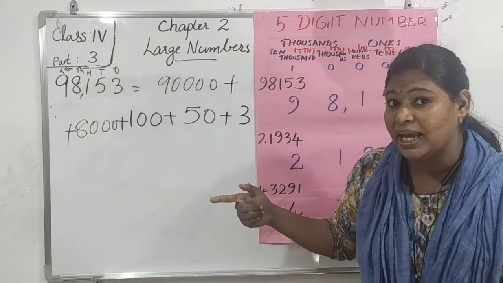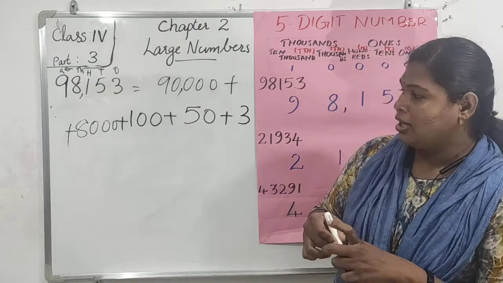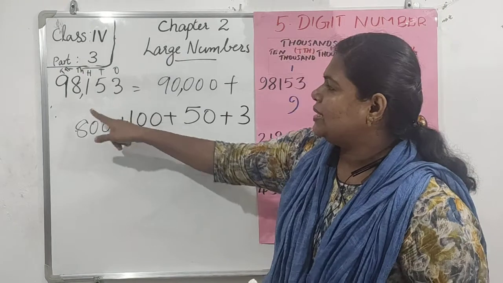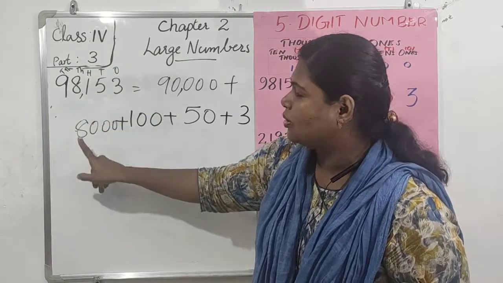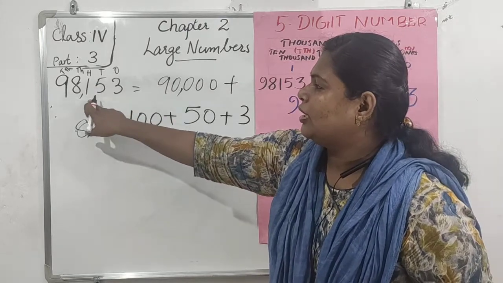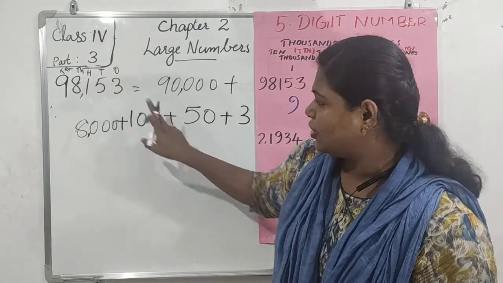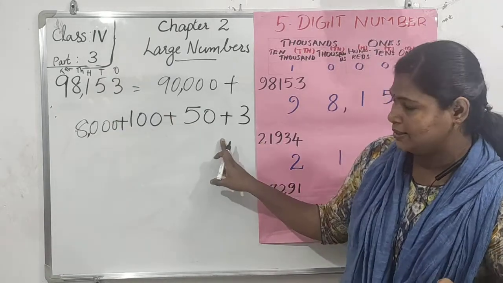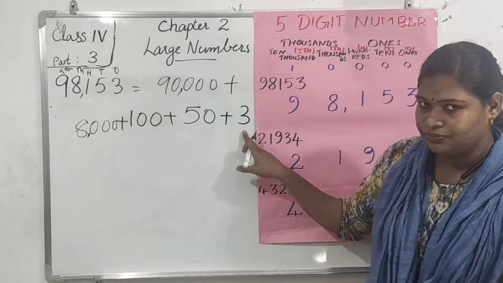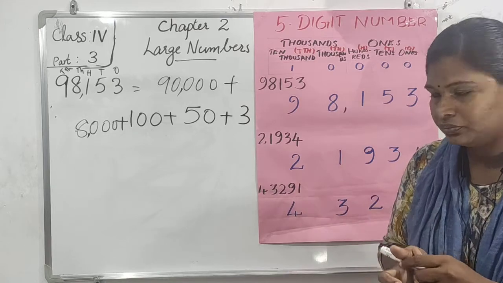98,153. How do we expand this? 90,000 plus 8 lies in 1000 place, no? So 8,000, plus 1 lies in 100 place, 100. Plus 5 lies in 10 place. So 5 tens are 50. 50 plus 3 lies in 1 place. 3 ones are 3. So 3. I hope you understood the expanded form also.